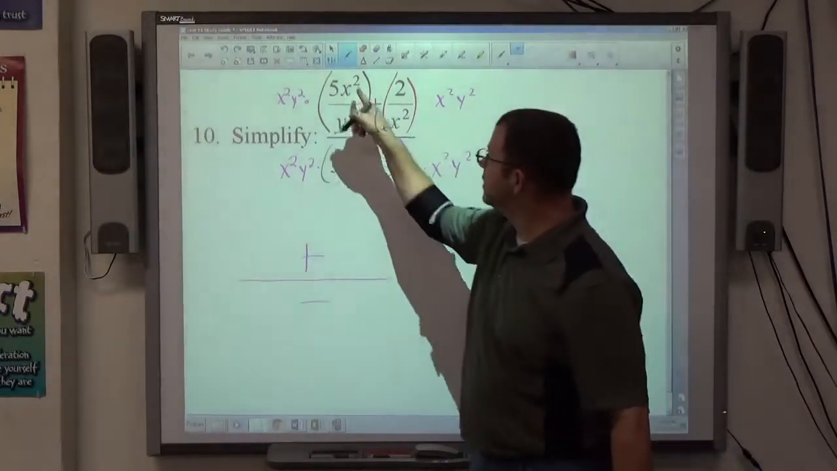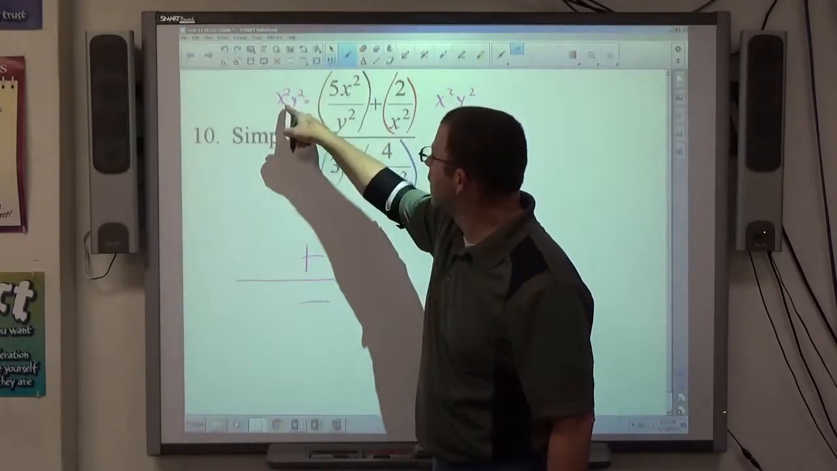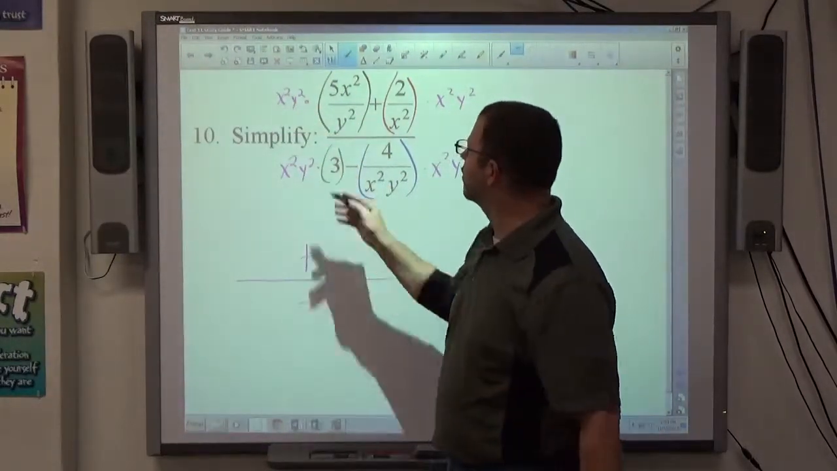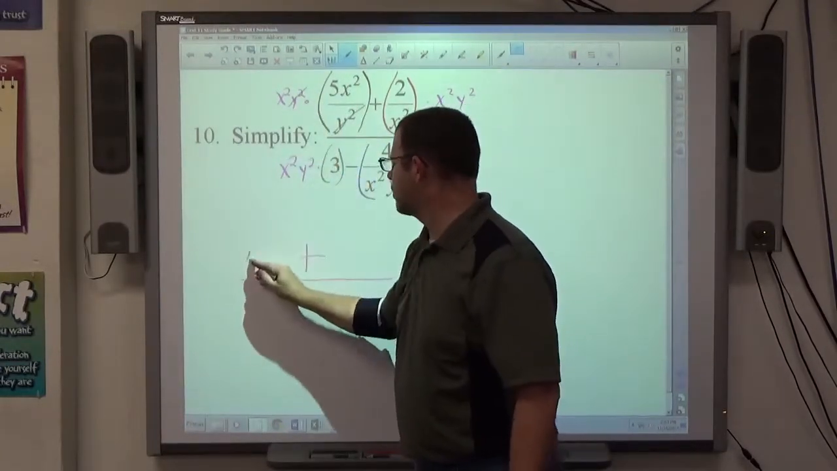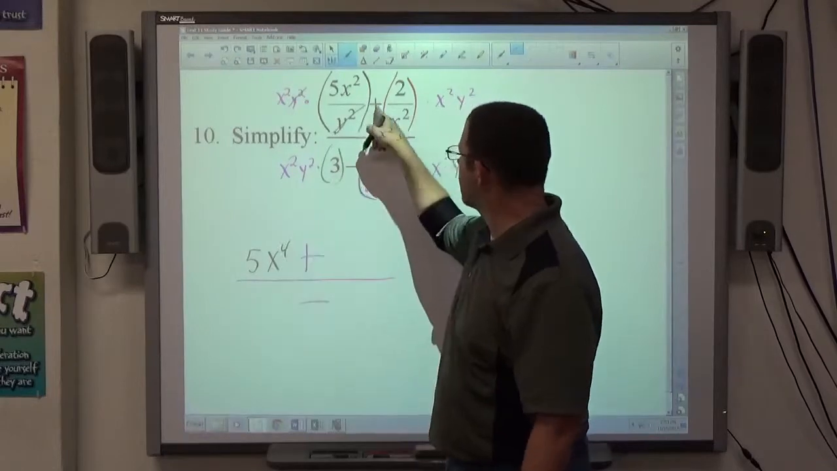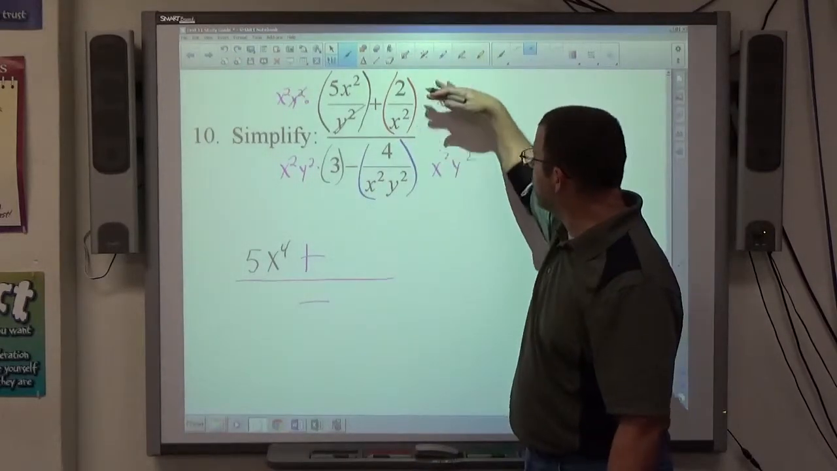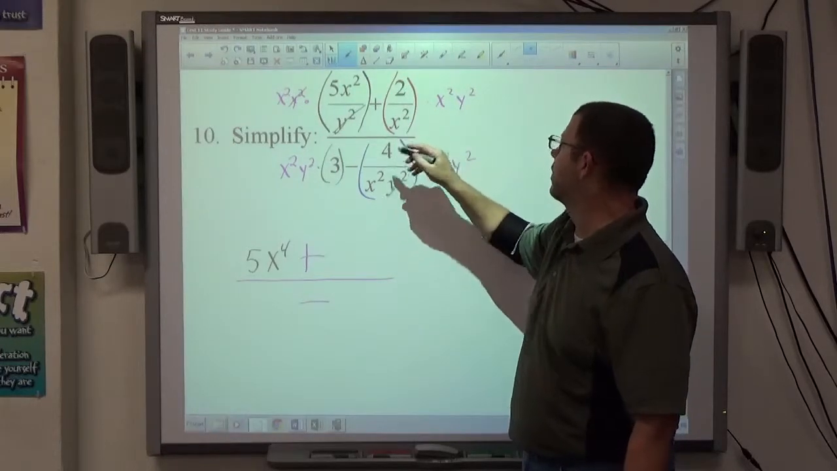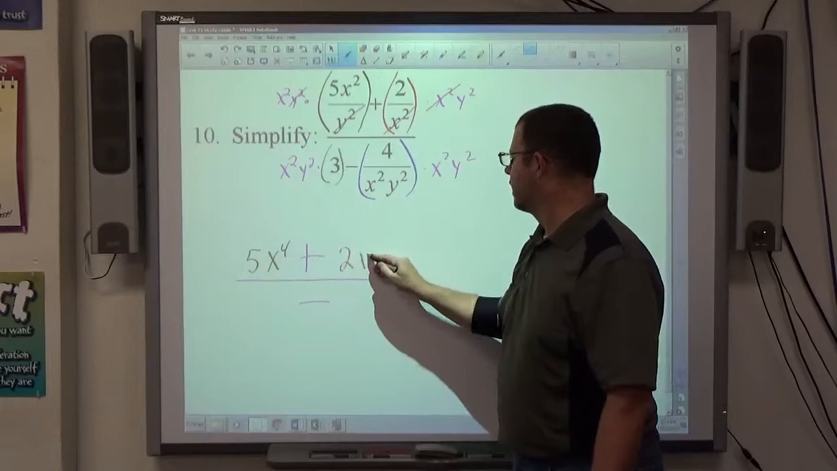For the black times the purple here, x squared, y squared times 5x squared over y squared. Every one of these purple things is a numerator object. So this is on top, this is on bottom. They cancel. 5x squared times x squared is 5x to the 4th. And of course a plus sign. Next one, the red, we have x squared, y squared, numerator object times 2 over x squared, the x squared in the denominator. That cancels that, leaves us with 2y squared.